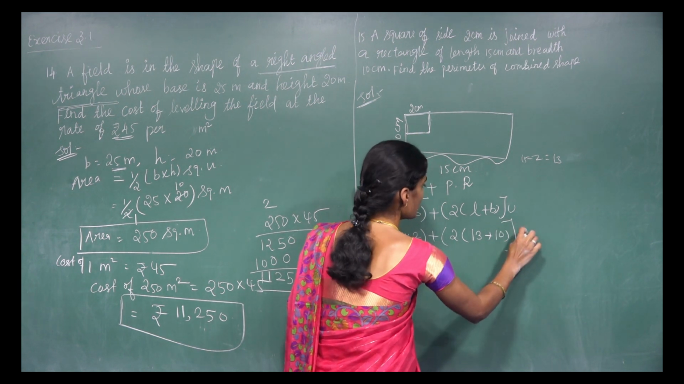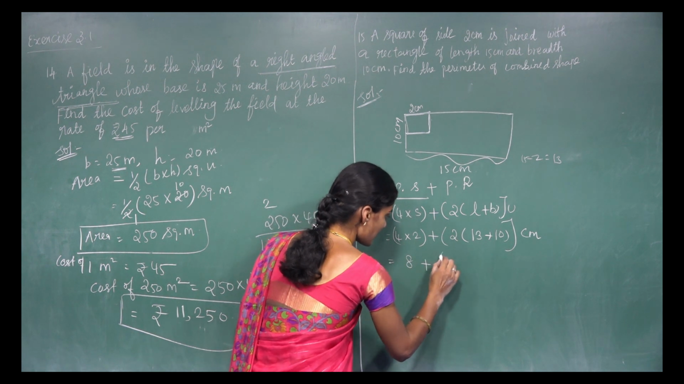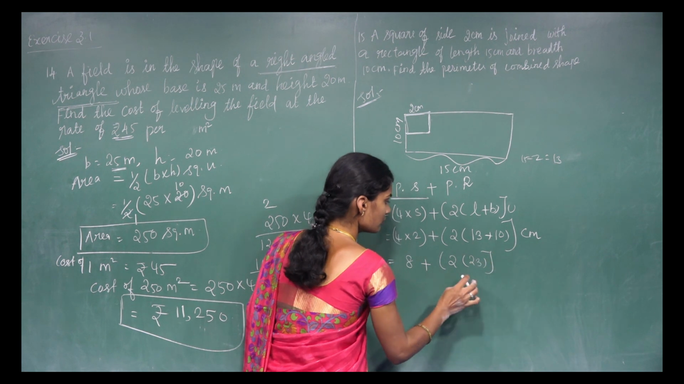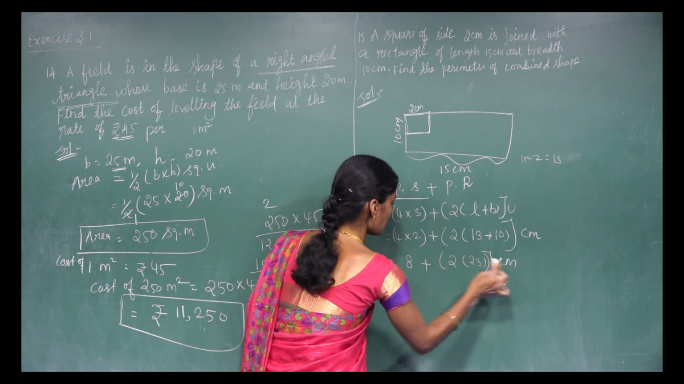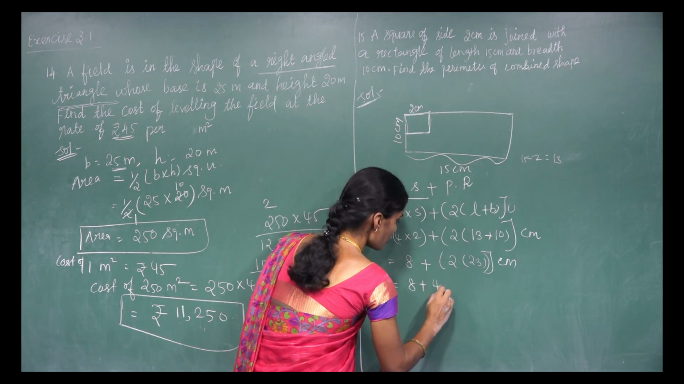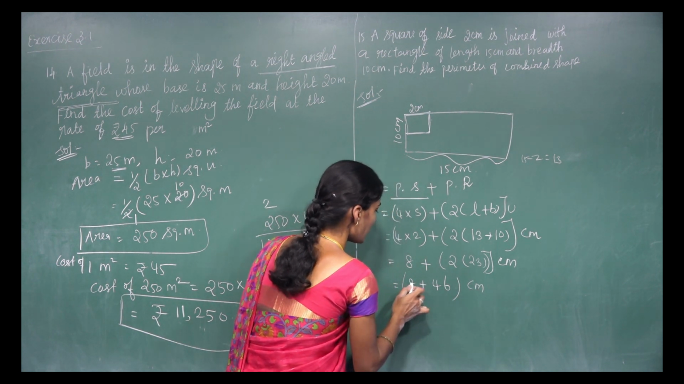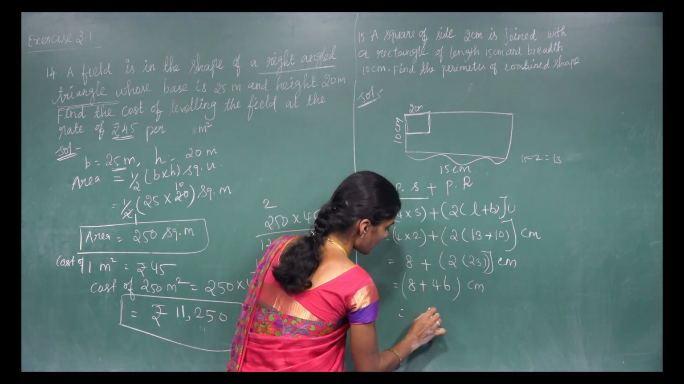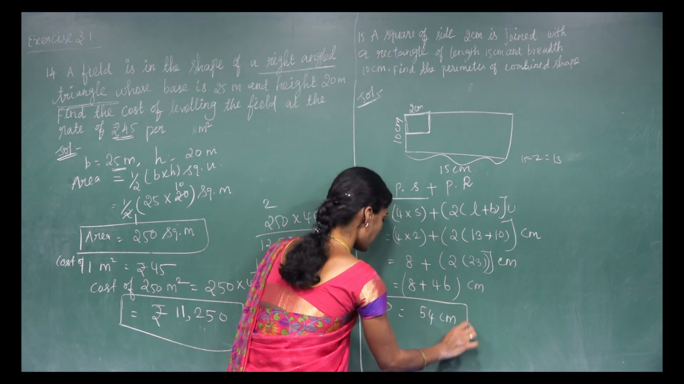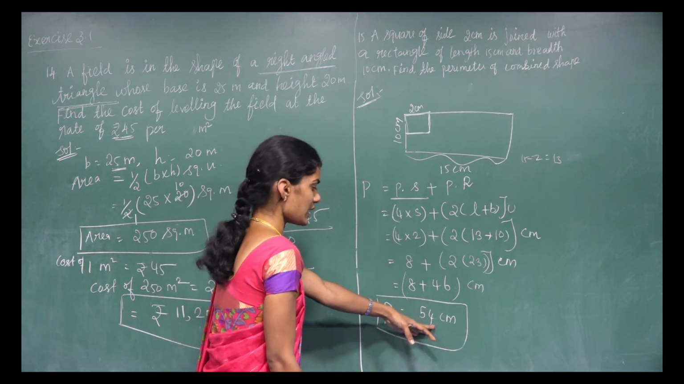Centimeter. Next, 4 2s are 8 plus 2 into 13 plus 10, 23. 2 23s are 46 centimeter. Now you want to add 8 plus 46, that is 54 centimeter. So this combined shape perimeter is 54 centimeter.